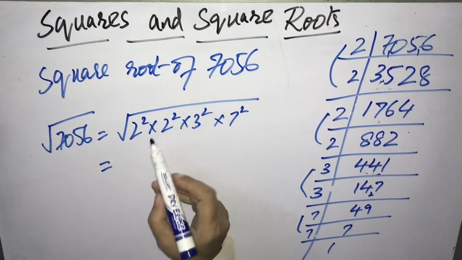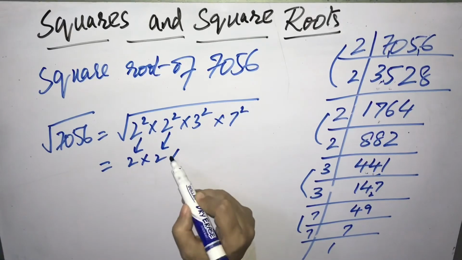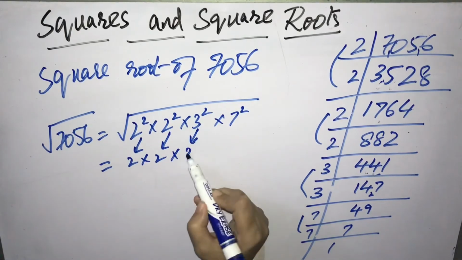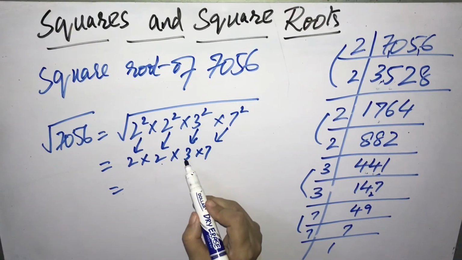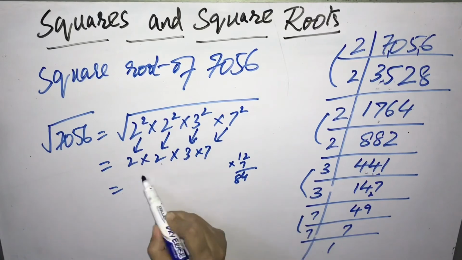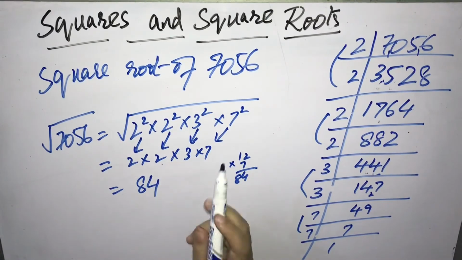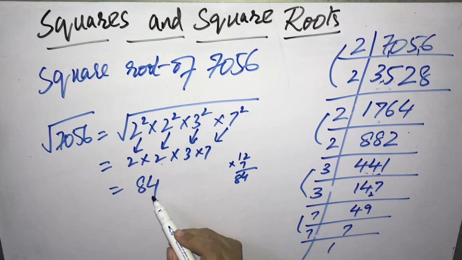When we shall take the square root, from each pair we have to take 1. 2 times 2 is 4, 4 3s are 12. 12 multiplies 7, 84. So 84 is the square root of 7056, or in other words, the square of 84 is 7056.